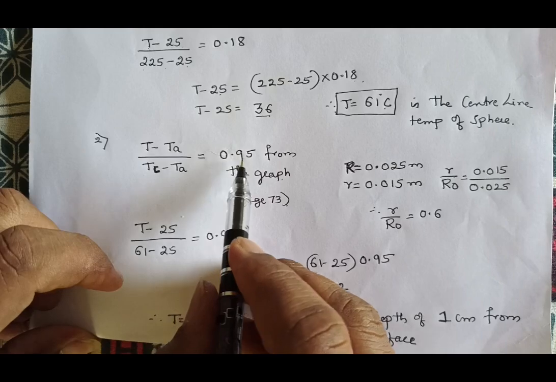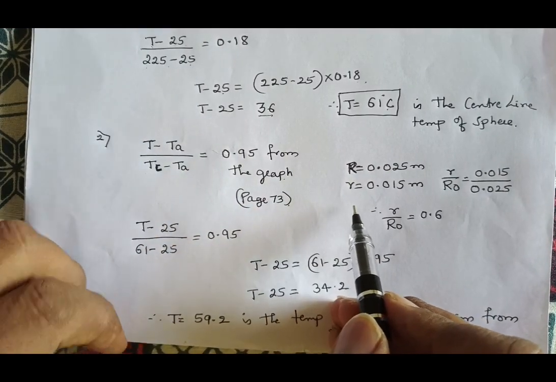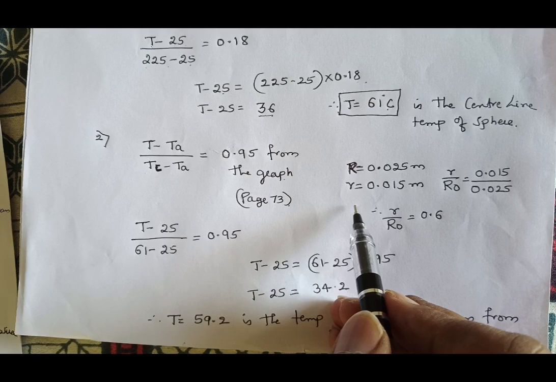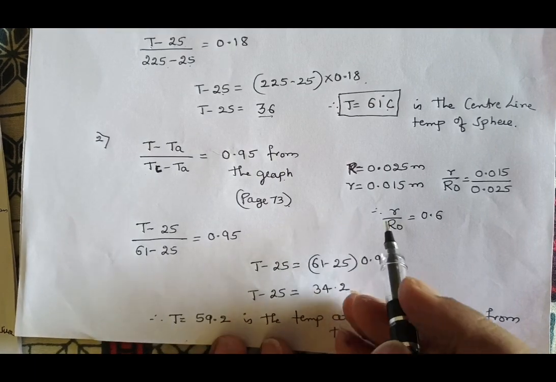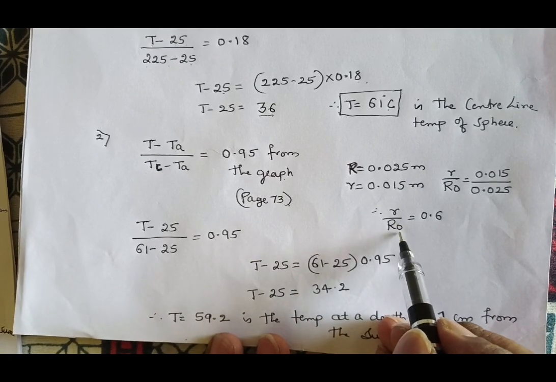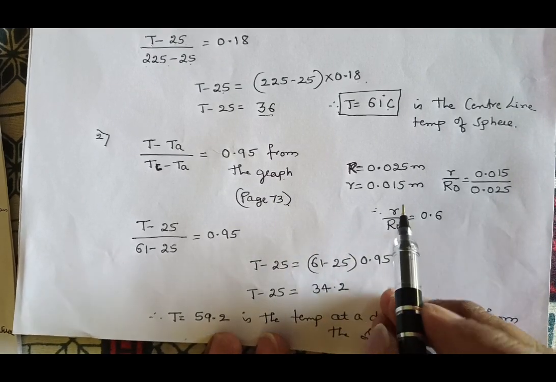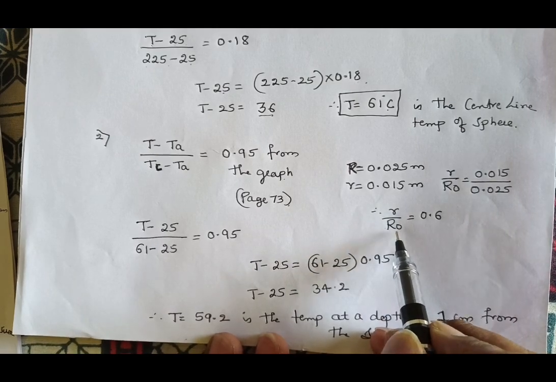So how this value we have got, I will tell you. On the x-axis, Biot number values are given. So in the graph these values are given, r divided by r naught. So various values are given. So we have to calculate this r divided by r naught value first.